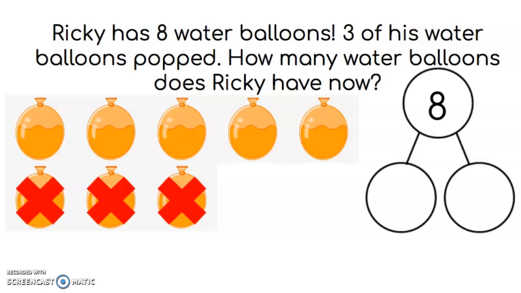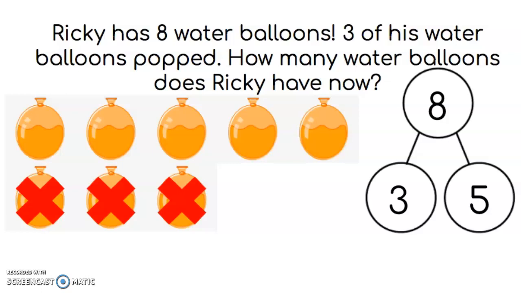All right, well, then some of those water balloons went away. That's going to be your first part. So here is your part that represents the water balloons that went away, that popped. How many water balloons is that? Yeah, 3. Now, in order to figure out our last part, we just have to count the number of water balloons that's left. So let's go ahead and count them. 1, 2, 3, 4, 5. What number goes right here? Yeah, 5. Awesome job making that number bond.